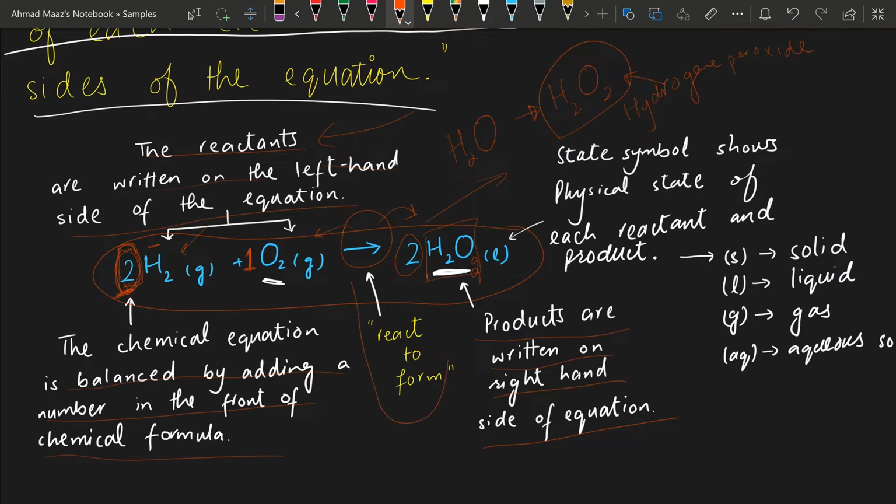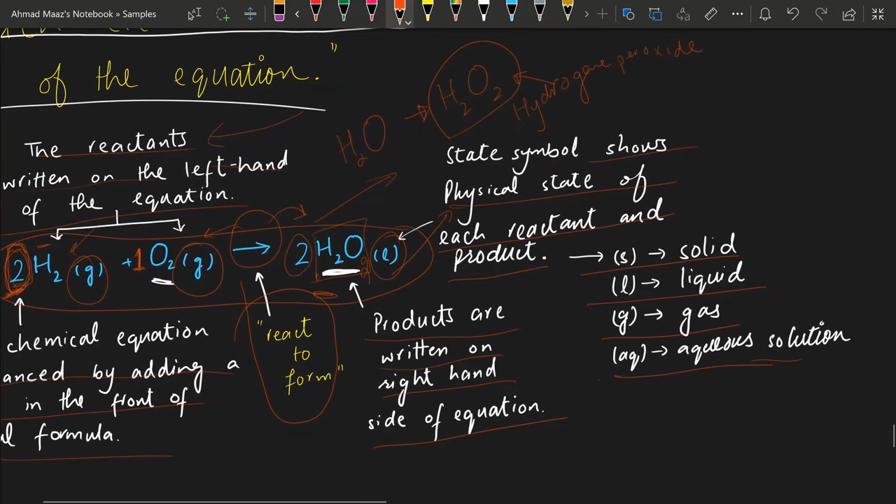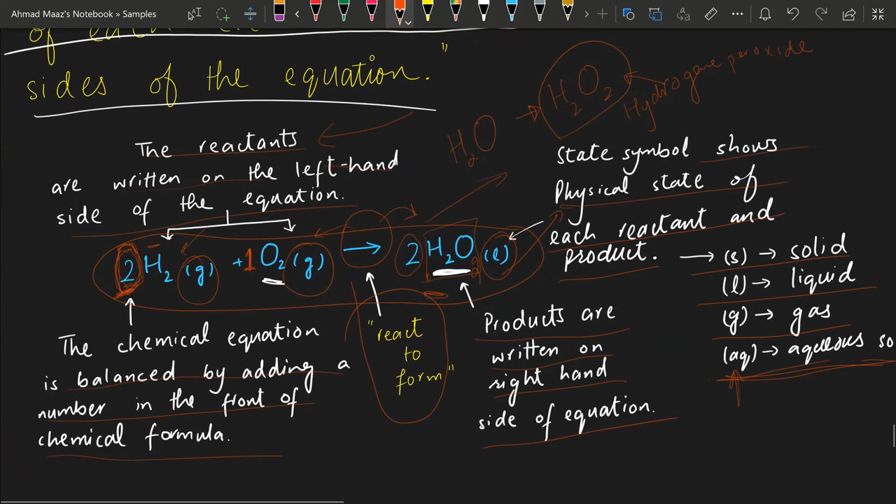So this arrow means they react to form: these reactants react to form these products. And these are then the state symbols. It is liquid over here, gaseous over here, and gaseous over here. State symbol shows the physical state of each reactant and product at the time of that reaction. S is for solid, L is for liquid, G is for gases, AQ is for aqueous solutions.